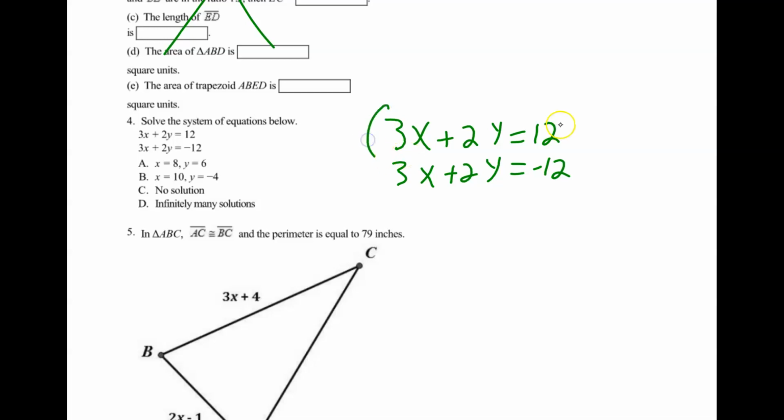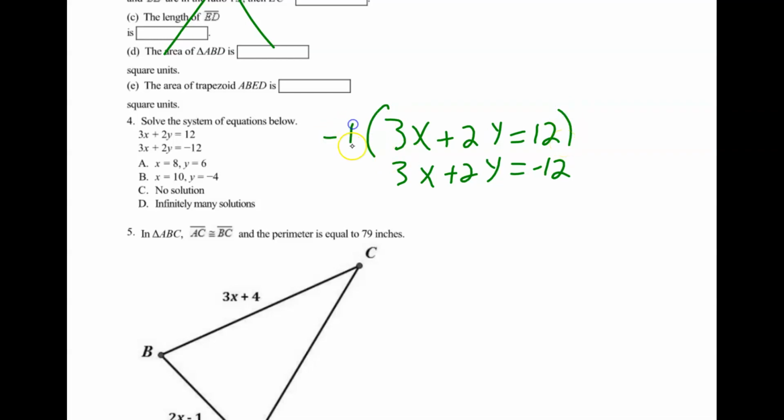Number 4, you had to solve the system. 3x plus 2y equals 12, and 3x plus 2y equals negative 12. So this is set up for elimination. What would cancel out a positive 3x? A negative 3x. So you better multiply the top or the bottom by negative 1. What would cancel out a positive 2y? A negative 2y. So you better multiply the top or the bottom by negative 1 to get rid of the y's. So I don't really care which one we do.